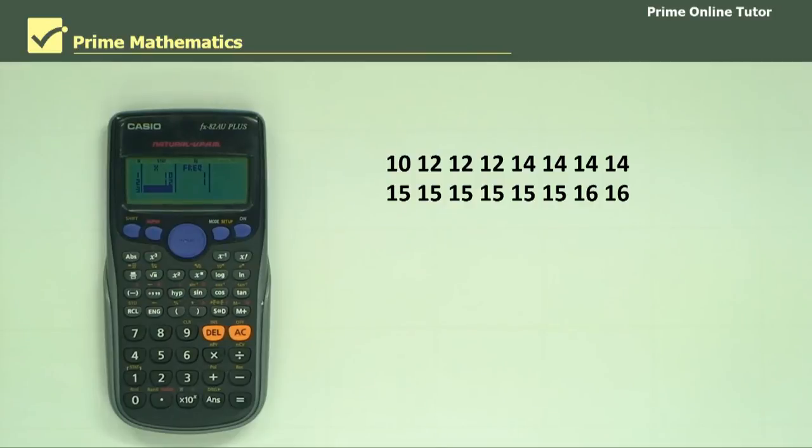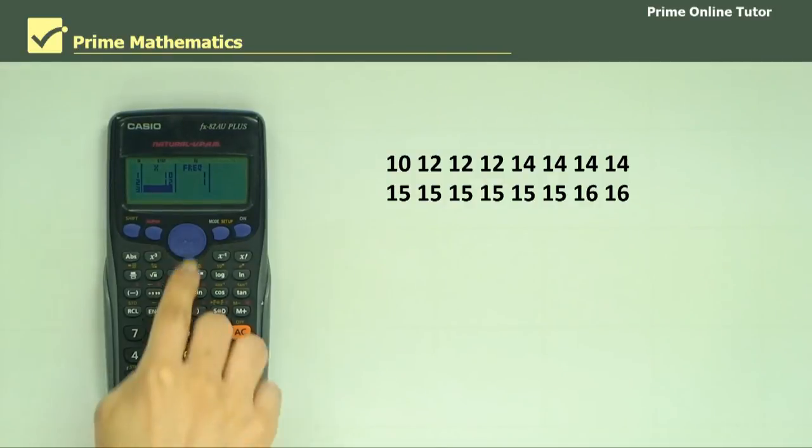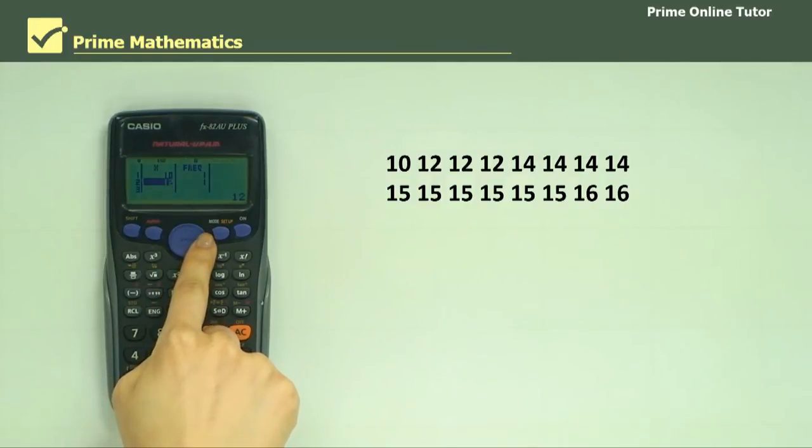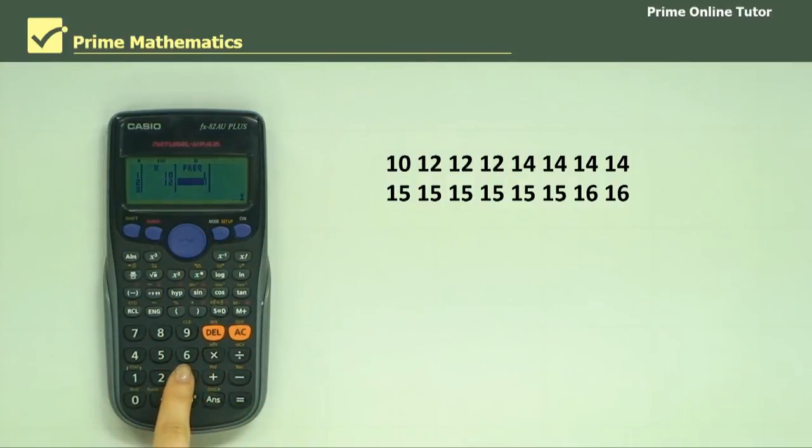Now I want to change the frequency of 12 this time because in this question there's 3 12s. So go up, go right, and fix it and press 3. So you press equal and it will change to 3. Okay, so that's how you change the frequency of a particular score.